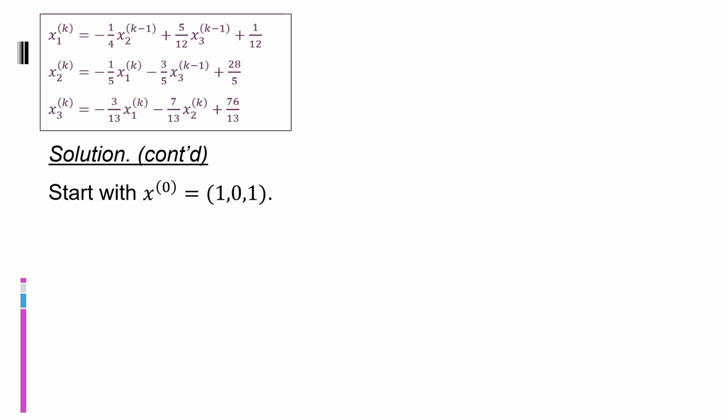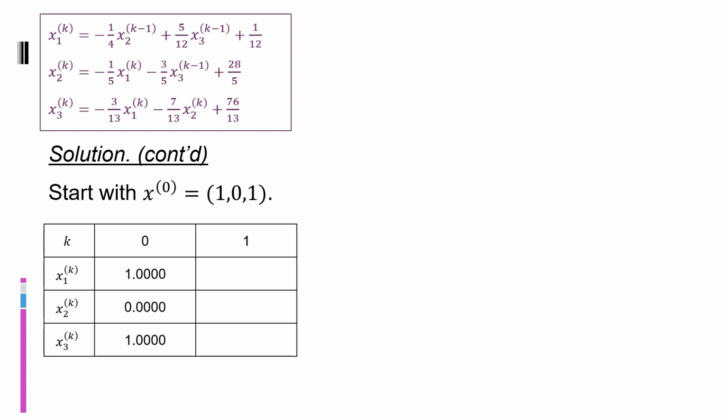So we start with x equals 1, 0, 1. So sabi ko nga kanina, kahit ano namang initial solution, pwede. Okay? So dito, para lang maiba naman, gamit tayo ng 1, 0, 1. So for our first, k equals 0, so we have 1, 0, and 1.